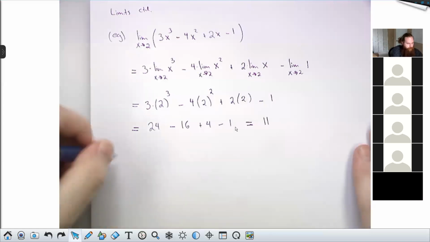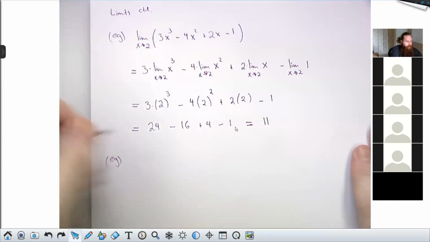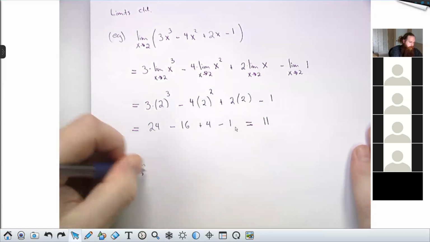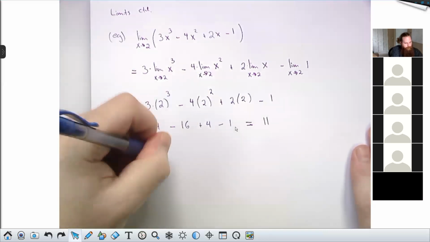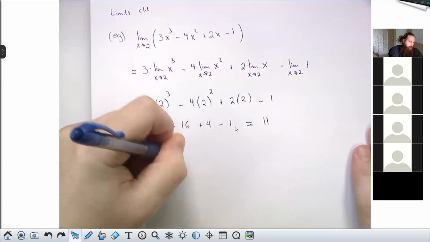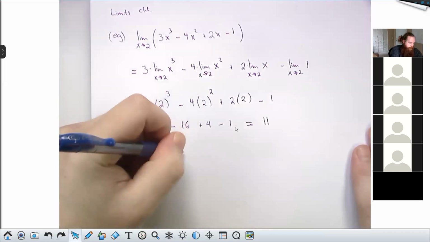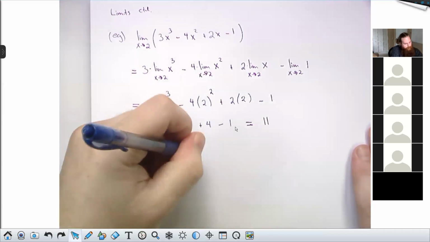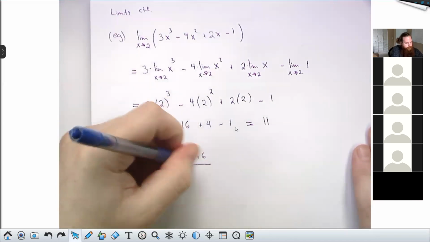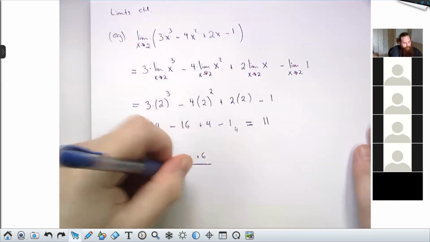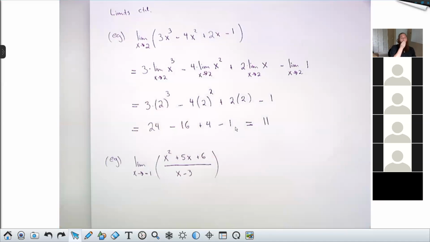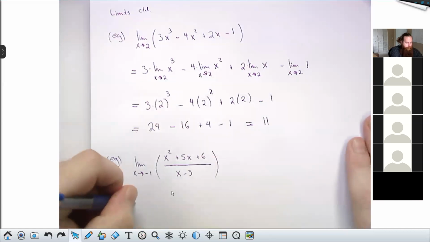Limits of rational functions work similarly as long as the denominator is non-zero in the limit. So if I wanted to take the limit as x goes to negative of x squared plus, let's say, 5x plus 6 over x minus 3. If I wanted to take the limit of this thing, I can first use the rule that says you can split up over the fraction. So this would be the limit of the top.